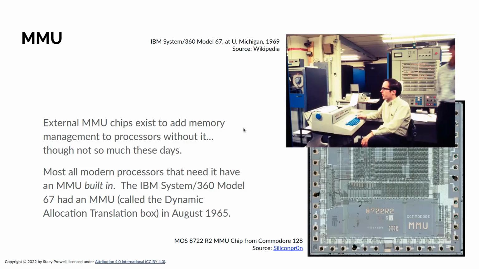External memory management units used to exist. There's one in this picture. I believe the bottom of this thing is the memory management unit. The System 360 at University of Michigan in '69 had a memory management unit. Not all processors that need it have one built in, so there are sometimes external ones. That's less true today. If you need a memory management unit, you'll just put it on the die with the processor. That is just the normal way to do things. So it's getting harder and harder to find these external memory management units.